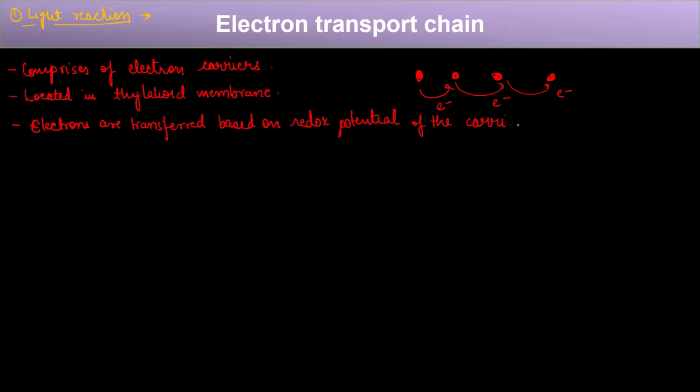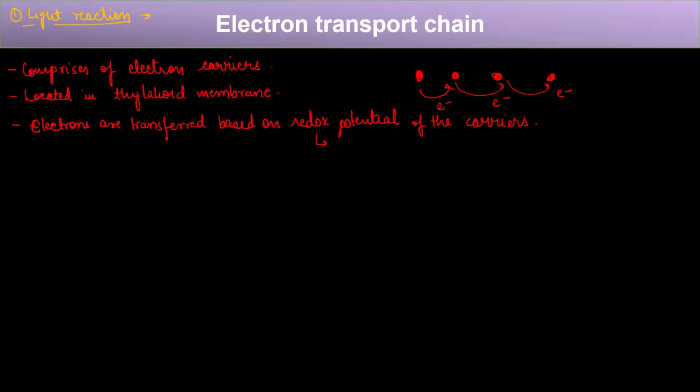By carriers, I mean electron carriers. So electrons are transferred based on the redox potential of the carriers. Now, what is redox potential? The redox potential is the ability of a chemical species to either lose or gain electron.